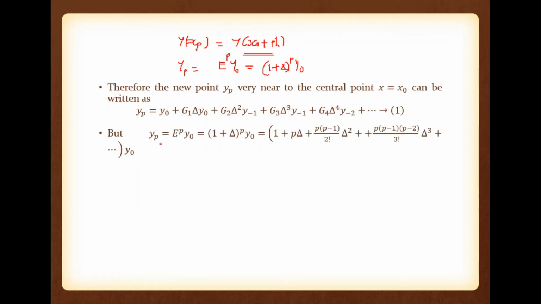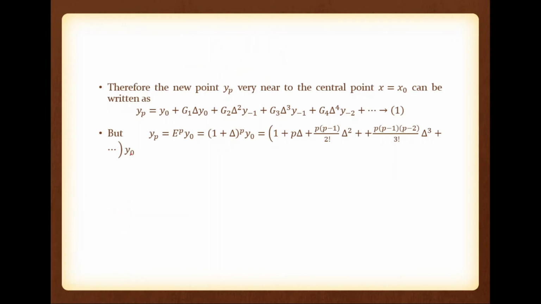So please note yp is equal to E raised to p y0, and E is equal to 1 plus delta. So E raised to p is (1 plus delta) all raised to p into y0. Now the expansion of this term is 1 plus p into delta plus p into (p minus 1) by 2 factorial into delta square plus p into (p minus 1) into (p minus 2) divided by 3 factorial delta cube plus etc., into y0. So this is the expansion. Is it okay?